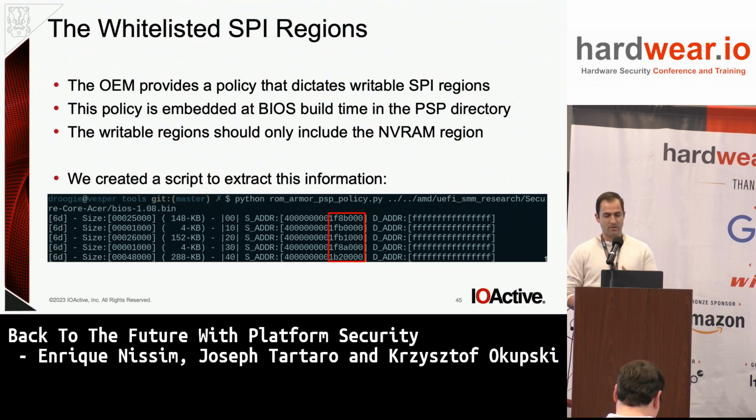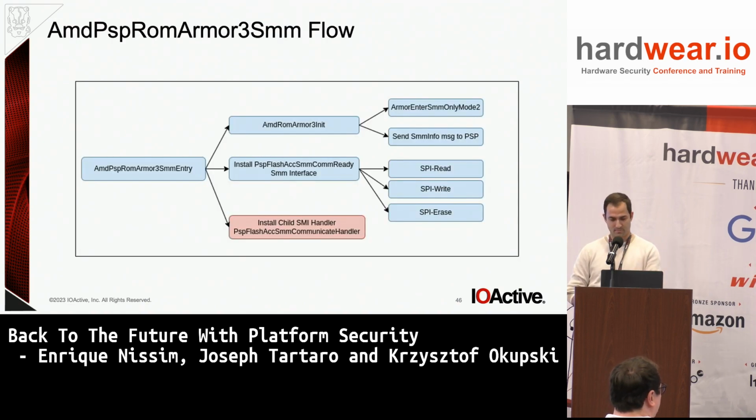So in theory, the only writable regions should be the DRAM regions, because those are the only ones at runtime where you might do some modifications. So your UEFI variables are the ones that you want to modify, but anything beyond that should actually be locked out. And we have created a script to parse the PSP directory and extend these entries. Here we can see, for instance, on the Acer Secure Core PC, we are extracting these entries, and only a very small portion is whitelisted, which is the NVRAM region.